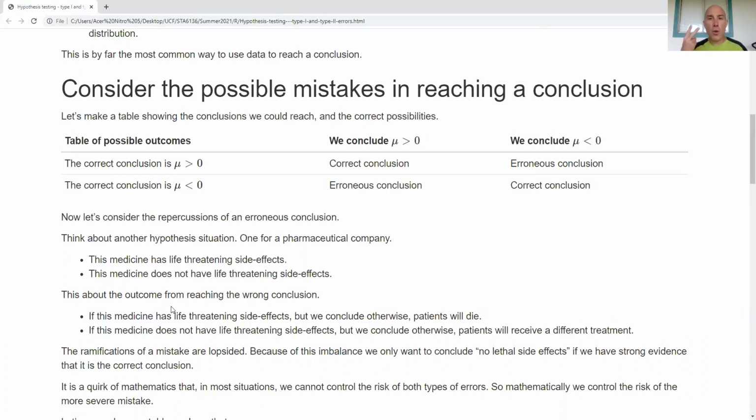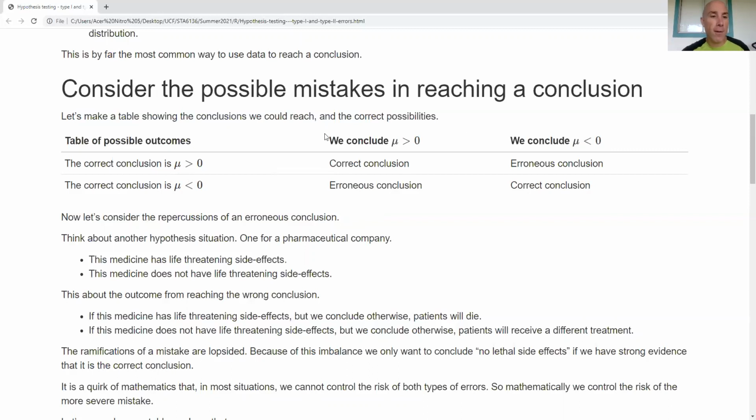There are two possible real-world, what's actually going on, situations. Either the population average is positive or the population average is negative. This part of the table is the true correct result. One of these two is correct. Now, what could happen is that we could conclude that the population average is positive, or we conclude that the population average is negative. So there are two possible truths. We don't know which one is correct, and there are two possible conclusions. So we have four possibilities.